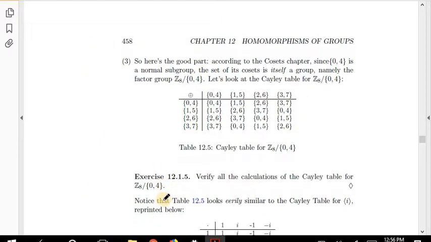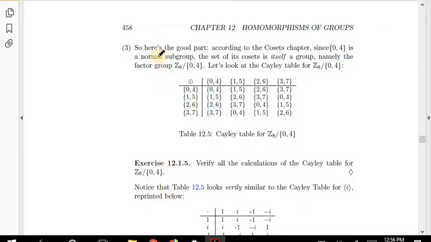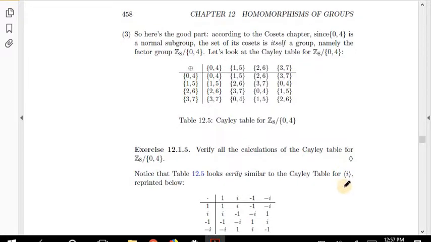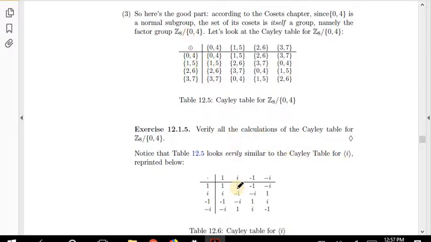Okay. All right. Now, what I can do, since 0, 4 is a normal subgroup, and the set of cosets itself is a group, I can create the factor group, right? So let's look at the factor group, where we take the cosets of 0, 4 in Z8, and we take this result. Now, if you look at this result, and you think of the result for the cyclic group generated by i, in fact, you see a similarity. In this case, we actually have an isomorphism. You still get the same pattern.